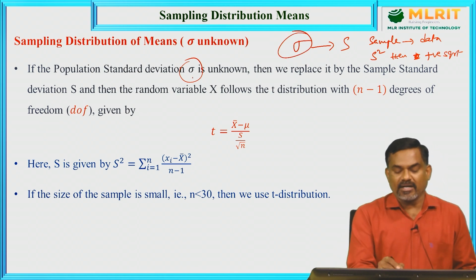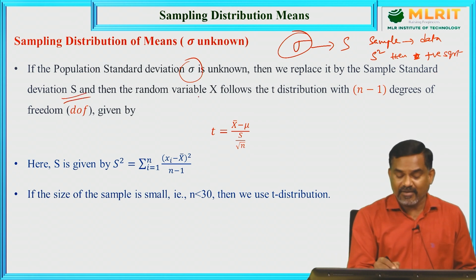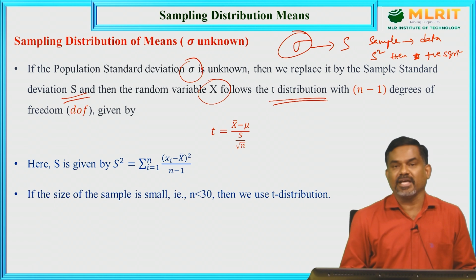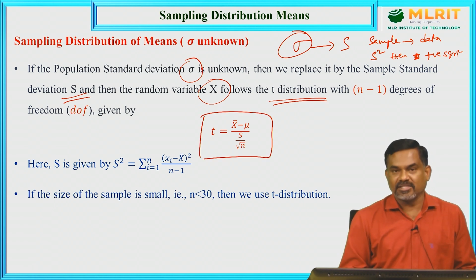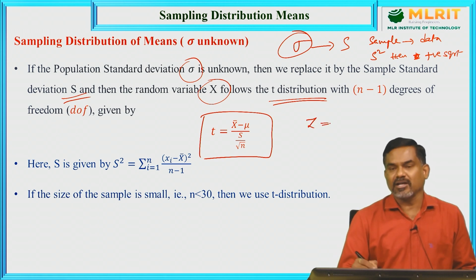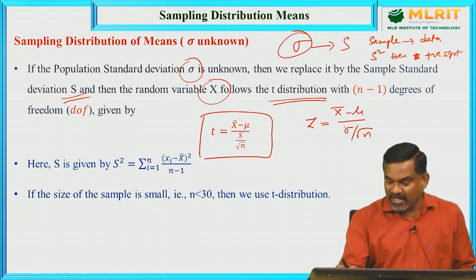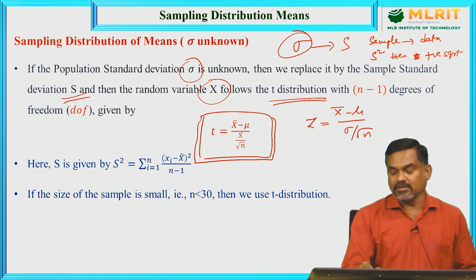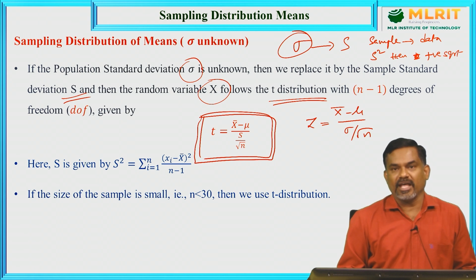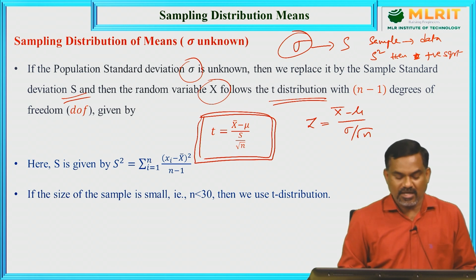So, if the population standard deviation sigma is unknown, then we replace it by the sample standard deviation S, and then the random variable x follows the t distribution with n-1 degrees of freedom. And here the t variable is defined as t equal to x bar minus mu by S by root n. In fact, what is Z? The standard normal variate, x bar minus mu by sigma by root n. So, if sigma is unknown, simply replace it by S, and it follows the t distribution with n-1 degrees of freedom. Degrees of freedom, that also we discussed in the earlier slides.